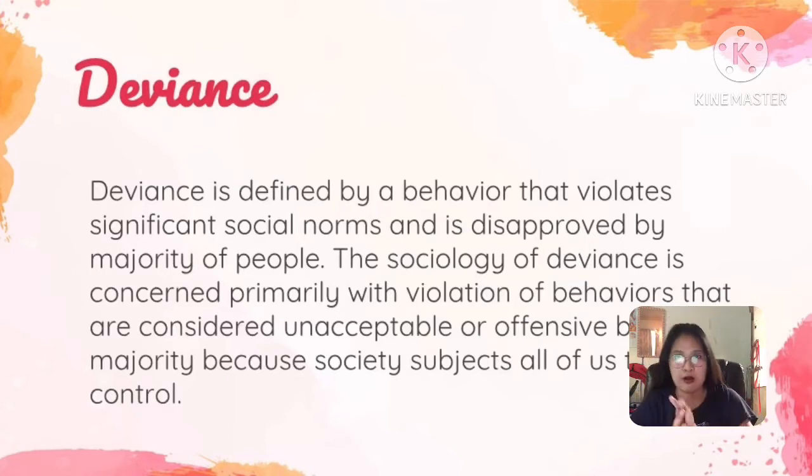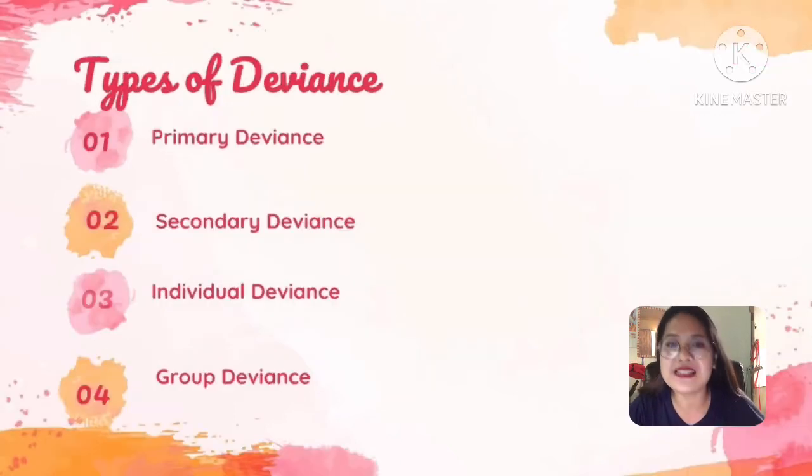So one example of deviance is kapag sumagot-sagot ka sa magulang mo in front of many people, that is definitely a deviance. People would not really consider if what you're fighting for or what you're arguing about is primarily anchored on you or leaning towards your right. What would be highlighted is that sumasagot ka sa magulang mo. That's deviance. So there are types of deviance. We have primary deviance, secondary deviance, individual deviance, and group deviance.